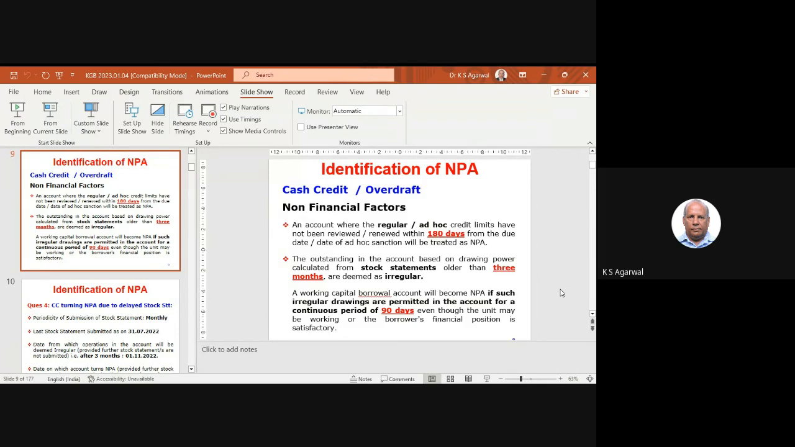So for regular limit, 180 days period is from the anniversary date. For ad hoc limit, 180 days period will commence from the date of sanction of ad hoc limit. Another situation may be when the stock statements are not regularly submitted.